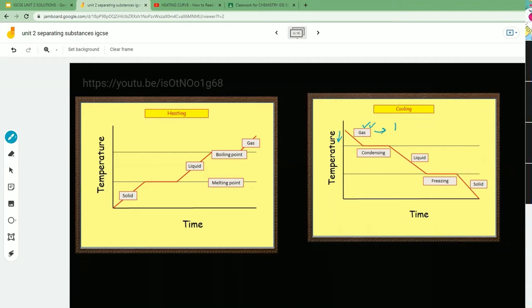Listen here. Yes, the gas will first of all release all the energy. Over here, they are absorbing energy. Over here, they will release the energy, and once they release all the energy, the gas will change to liquid. The process is called condensing. Then this liquid will also release energy as I decrease the temperature, and it will change to solid form, or freezing.